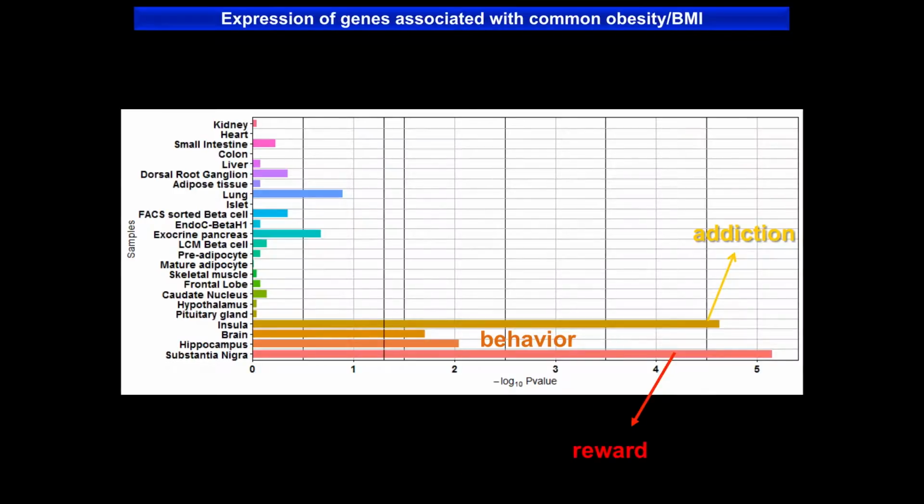And I think it's quite interesting. It's totally unpublished. First of all, the number of these genes that are expressed in the adipose tissue is very low. So there's no enrichment of obesity genes in the adipose tissue. Some of them are in the beta cell, but most of them are in the brain. And as you can see, if you look carefully, it's not really the hypothalamus. It's more different regions like the insula, which is quite important for addiction, the hippocampus, which is quite important for behavior, and the substantia nigra, which is quite important for reward.